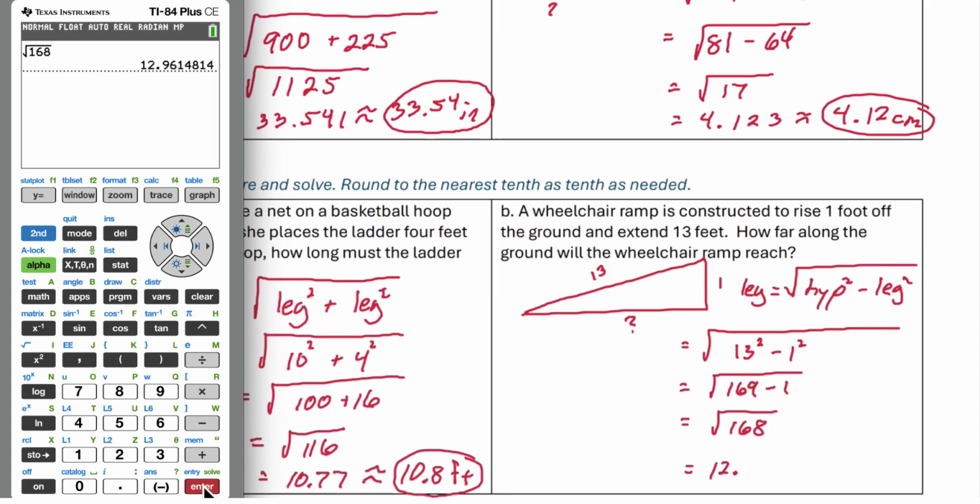We get 12.96. And if we're rounding to the nearest tenth, we're looking at the first decimal. Look to the right of that, tells us to round up. So this 9 becomes 10, which means the 12 becomes 13. So we have 13 feet roughly.